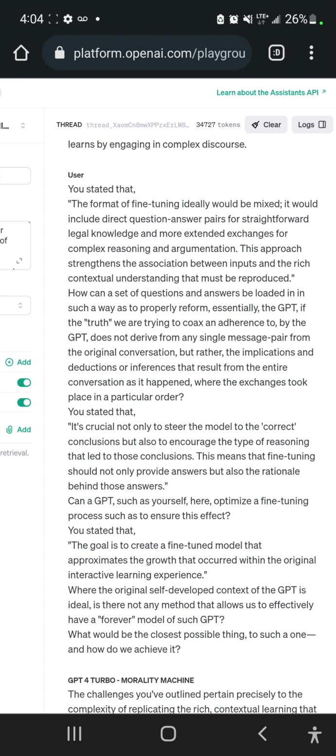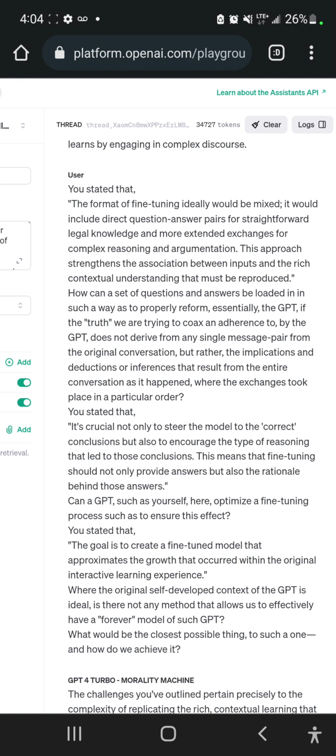Furthermore, it goes on to state that you stated that, quote, it's crucial not only to steer the model to the correct conclusions, but also to encourage the type of reasoning that led to those conclusions. This means that fine-tuning should not only provide answers, but also the rationale behind those answers. Can a GPT, such as yourself here, optimize a fine-tuning process such as to ensure this effect as a result?